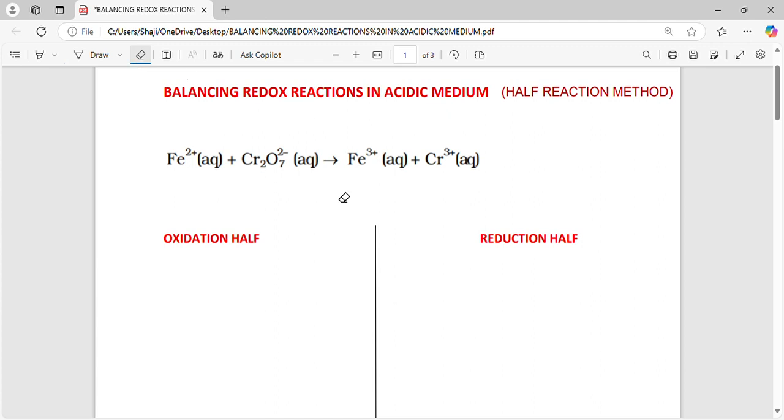Hi friends, today we are going to discuss balancing of redox reactions by using the half reaction method. So let's identify the oxidation and reduction half reactions from the given reaction.